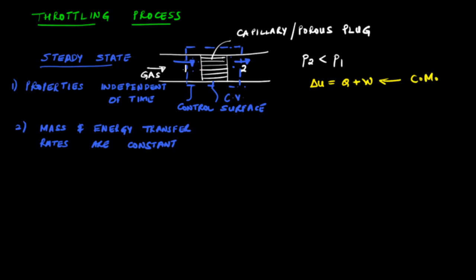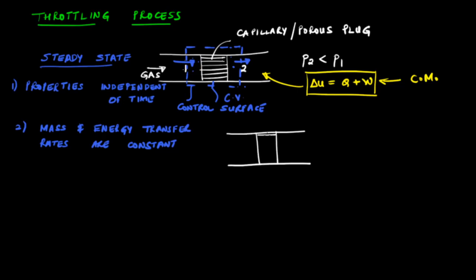Therefore, if we want to apply this equation to such an open system, we need to consider a control mass, and we want to track that control mass as it flows through this open system. So let's consider that we have this device, and we'll track a control mass, let's say enclosed in this dotted line, and this is my control mass.